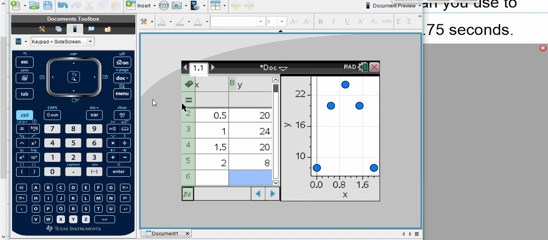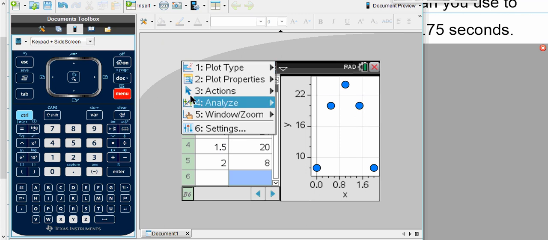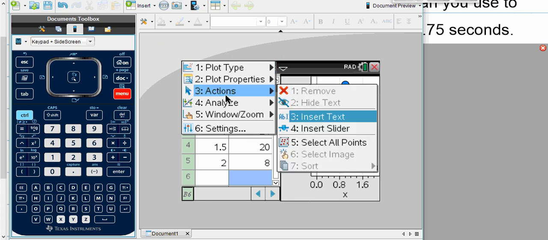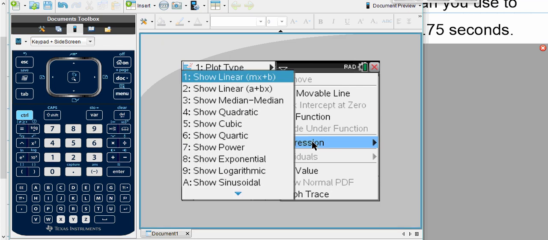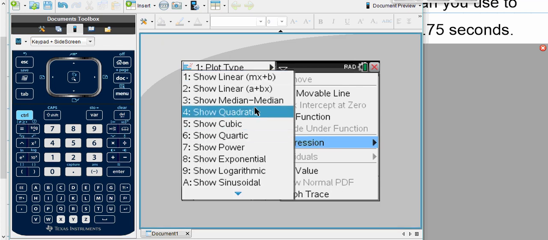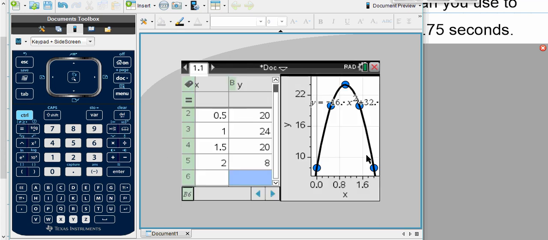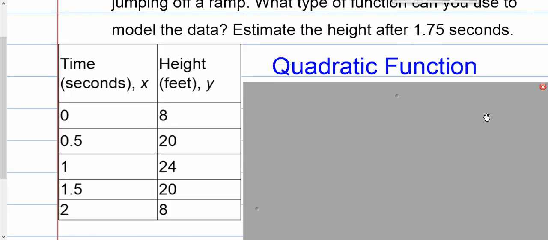Another thing you can do that's going to help you, and we're going to need to do this anyway, we're going to go to menu, and we are going to go to analyze and regression. Now, there's not an absolute value regression, but there is a quadratic regression. So we're going to click show quadratic, and lo and behold, it matches up perfectly. So this is going to be a quadratic function.